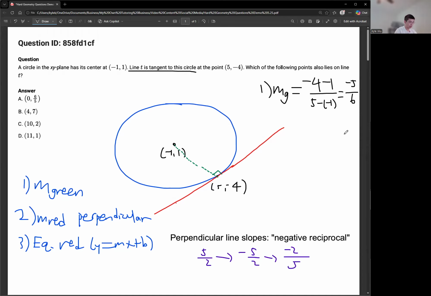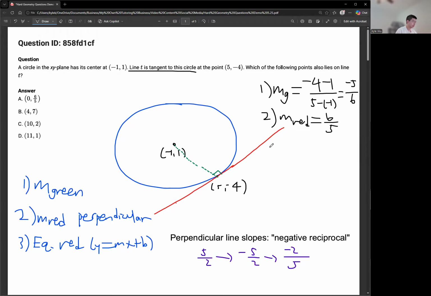Now for the slope of the red line, I'm going to take the negative reciprocal, because these two lines are perpendicular. What's the negative reciprocal of -5/6? I take the negative, that gets me to 5 over 6. I take the reciprocal of that, gets me to 6 over 5. So I know the slope of the red line has to be 6 over 5.